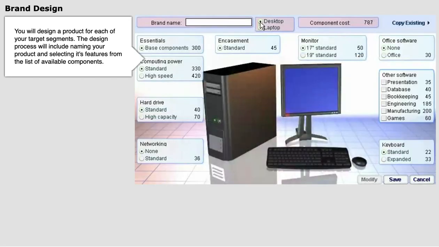You will design a product for each of your target segments. The design process will include naming your product and selecting its features from the list of available components.